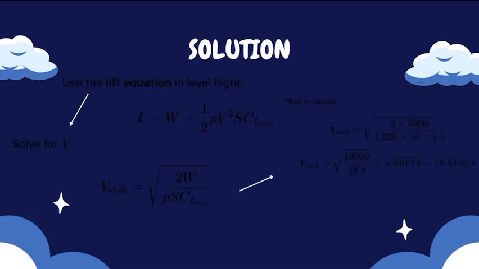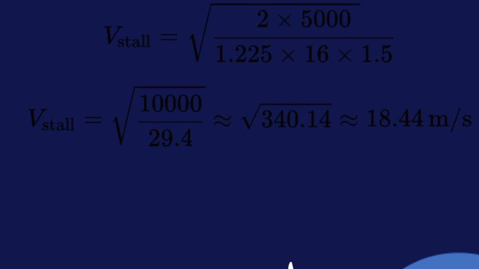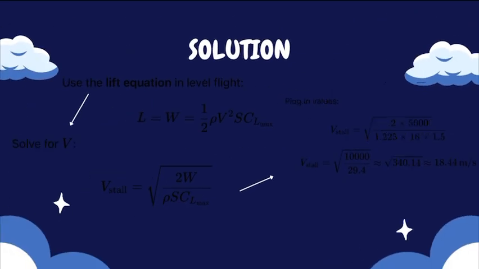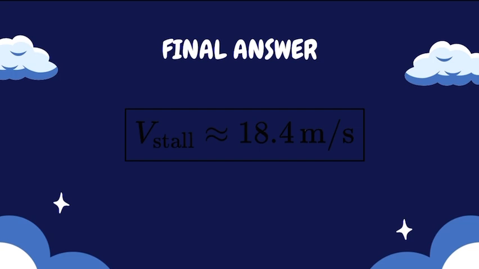So now, as you can see here, the final answer on this slide 11 problem: when you solve 10,000 over 29.4, it equals 340.14. If you take the square root of 340.14, the final answer will be 18.44 meters per second. So this is the final answer of our problem. V stall equals 18.4 meters per second. This is the minimum speed at which the aircraft can fly before stalling. So that's all. Thank you.